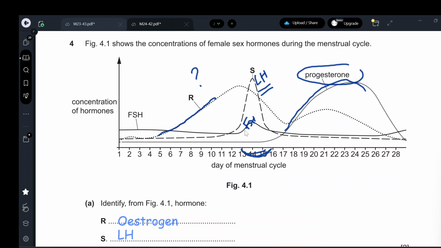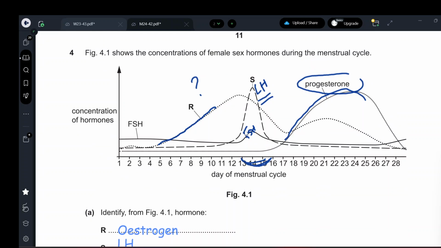Shedding of the uterus lining. When does the lining of the uterus break down?